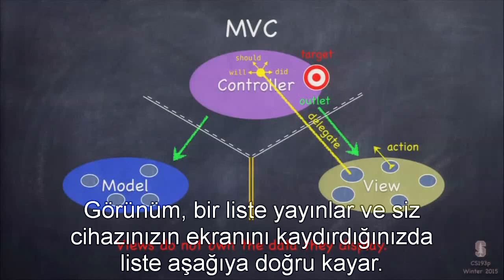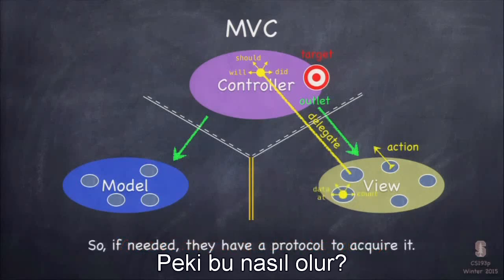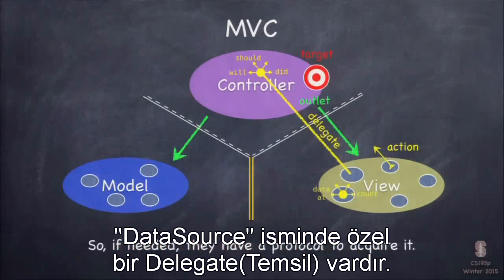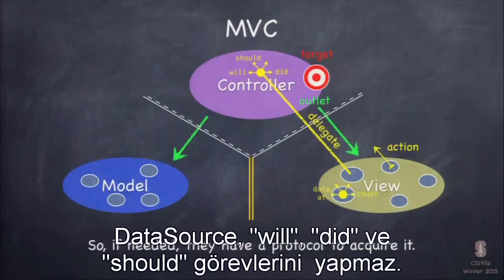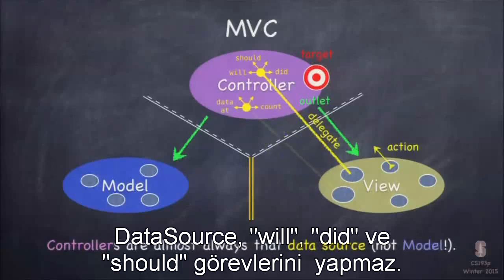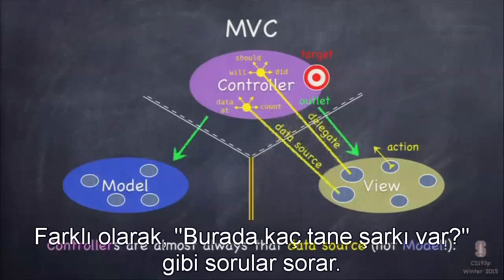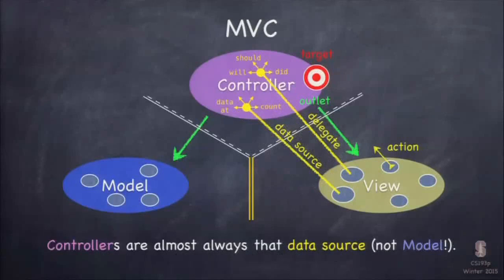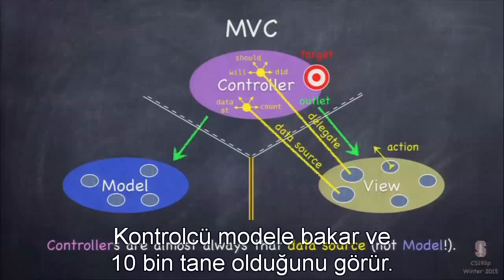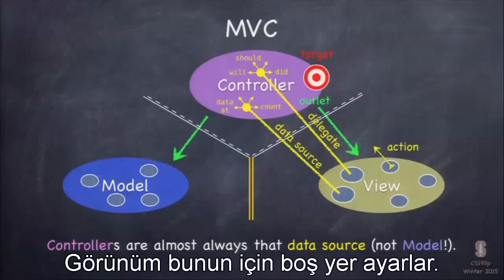And the view is displaying some sort of list, and you're touching down and you're flicking on the list and trying to see more songs. How does that communication happen? And the answer is, we have another special kind of delegate, which we call a data source. Now, the data source doesn't do the will, did, should. It's going to be asking questions like count, like how many songs are there? And the controller looks in the model, 10,000. Responds to the view, there's 10,000.